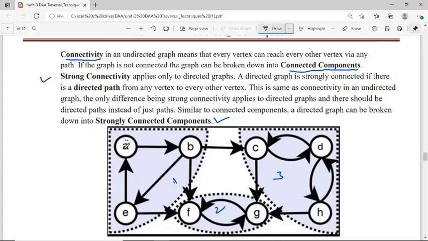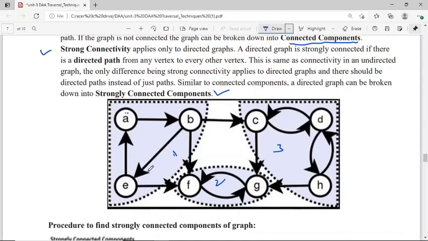So here, you cannot make this whole graph strongly connected. So we break it down into connected components, then it will become strongly connected components. So these are 3 subgraphs.